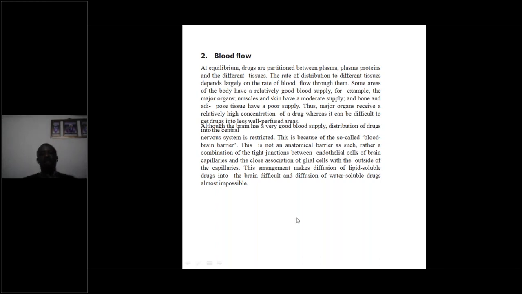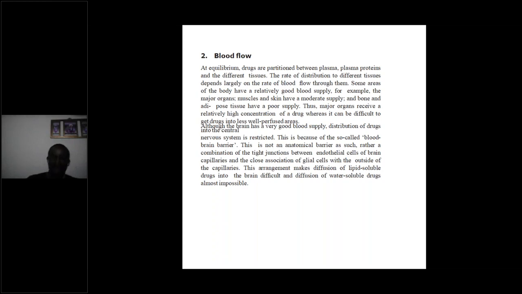So if you need a drug to get to the brain, there may be a special way of getting it there, or the drug may have special qualities. But generally, most drugs find it difficult to get to the brain. Why? Because of what we call the blood-brain barrier. It's a restricted area, the blood-brain barrier.